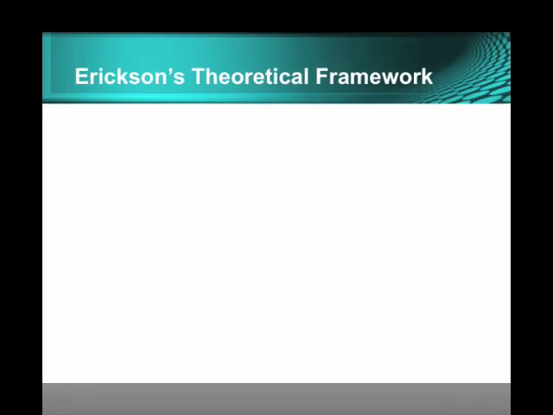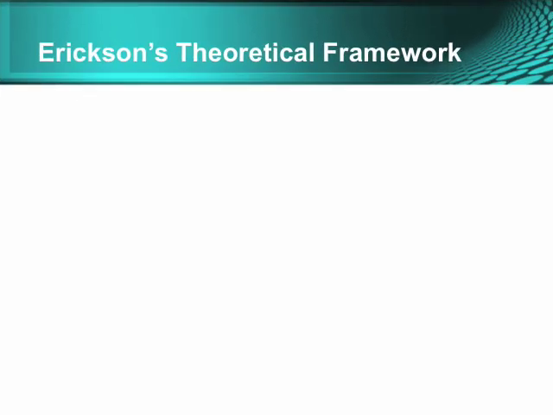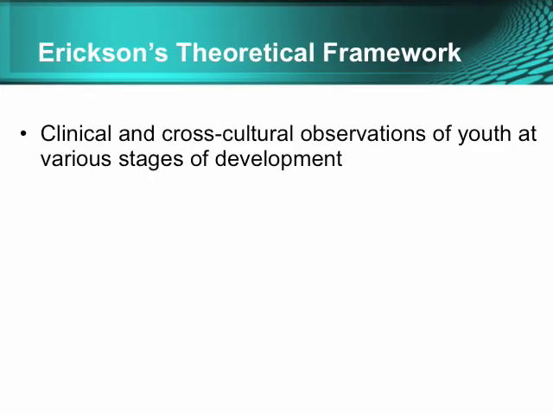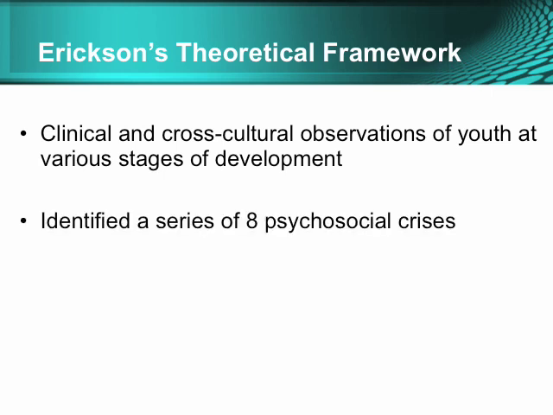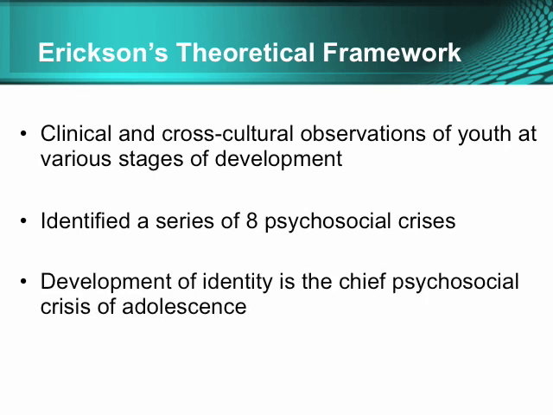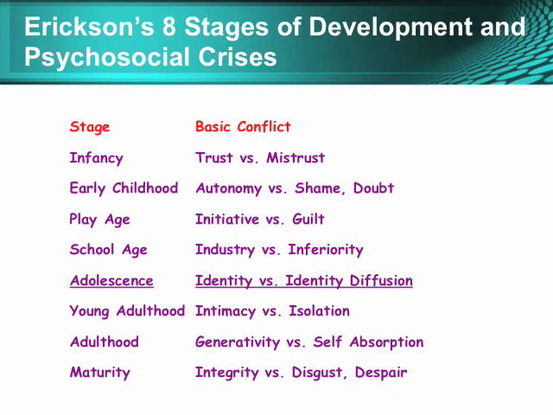A little bit about how he derived these theories. He conducted clinical and cross-cultural observations of youth at various stages of development. And ultimately, he identified a series of 8 psychosocial crises. And he believed that the development of identity was the chief psychosocial crisis of adolescence. Let's look at these 8 stages of development and psychosocial crises in sequence.